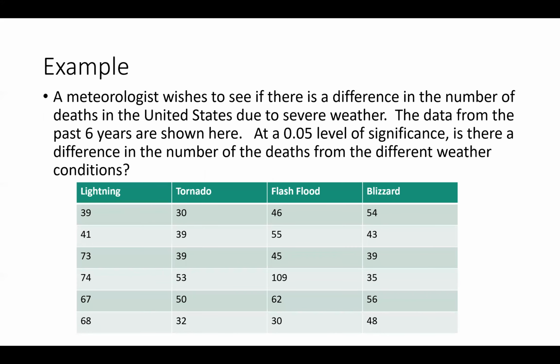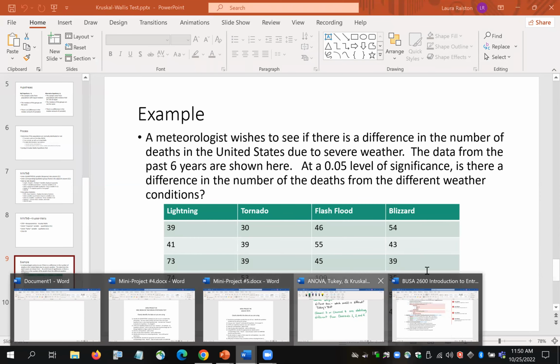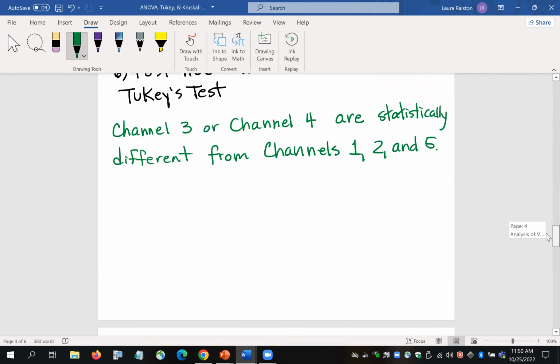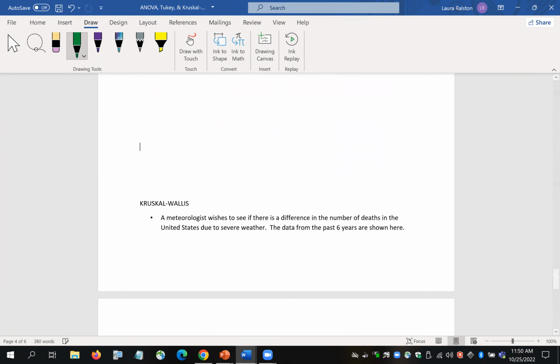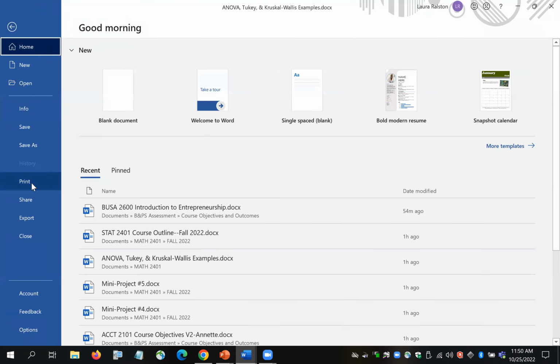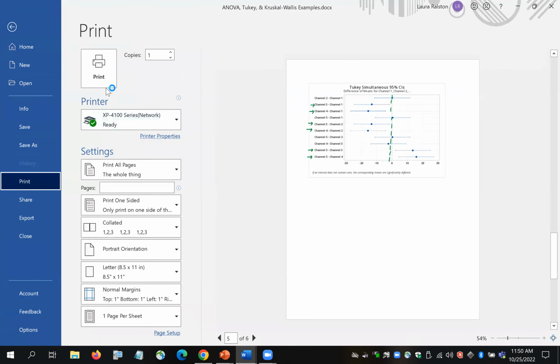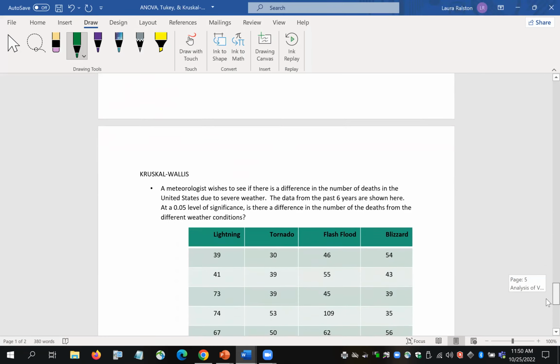Okay, so we're going to take a look at some examples and look at how to do this. On the same printout that you had for ANOVA, you should have two examples for Kruskal Wallis. Okay, I need to print my data, so let me have Minitab, my computer, print this for me real quick, so I can have the data to look at.